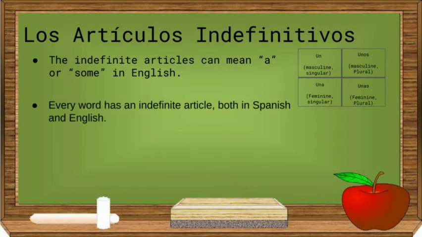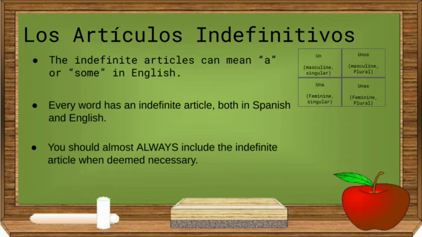Every word has an indefinite article, both in Spanish and English, just like the definite articles. A dictionary will not tell you the indefinite articles, they will tell you the definite articles. But you can always figure that out once you figure out the gender of the word. Just use this chart right here. Once again, like the definite articles, you should almost always include the indefinite article when deemed necessary. Once again, I said before, there are occasions when you can omit it, but formally you shouldn't.